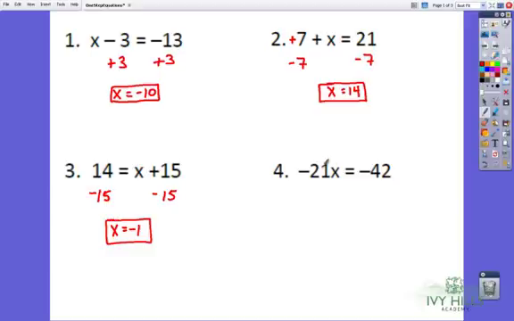For number 4, this is negative 21x equals negative 42. You want to make sure that you understand that this is negative 21 times x. So we're undoing multiplication. We will undo the multiplication by dividing both sides by negative 21. Remember that a negative divided by a negative is a positive, so we will have x equals 2.